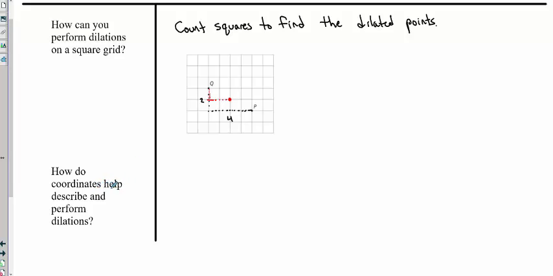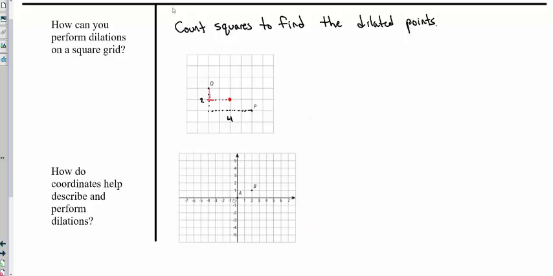And the same can be true for coordinate grids with numbers. We could use the same method here, and we can multiply or divide these lengths with the coordinate grid or the coordinates. So let me show you an example of that. On a coordinate grid, we can use the coordinate point numbers, the x and y values, to find the new points.